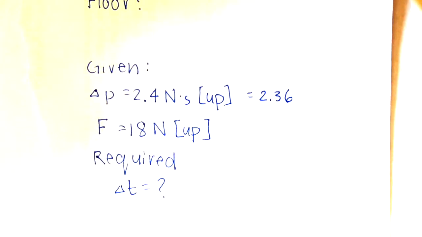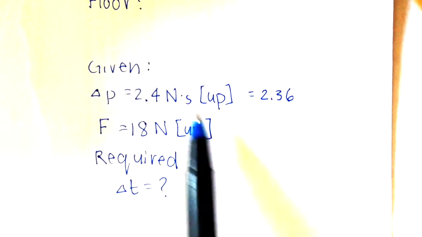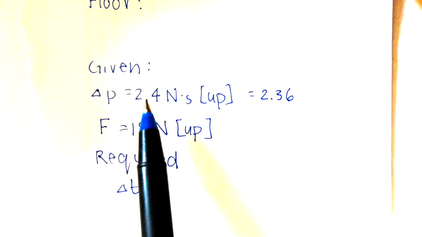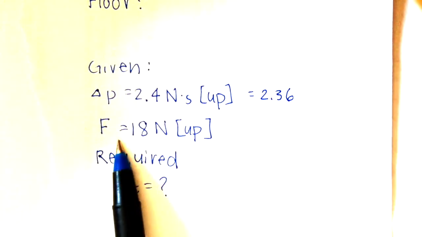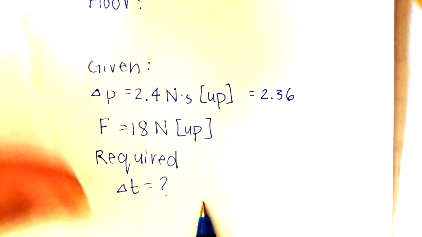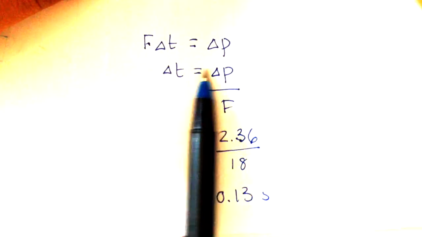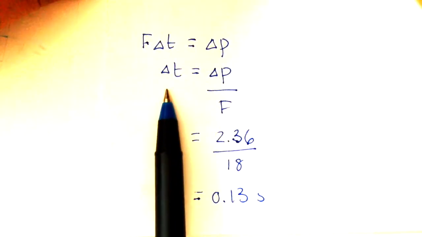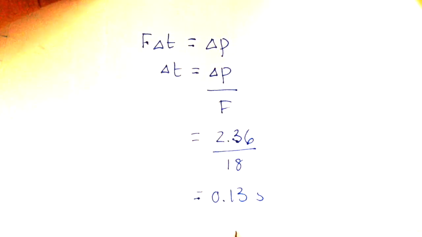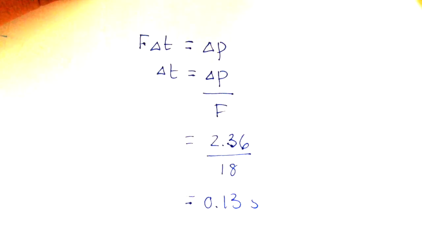We know the impulse from the last part of the question. So again, that was 2.36, even though we rounded off to 2.4. The force, and what we need to know is the time. So this is fairly simple. We know that force multiplied by time is equal to delta P. So we can rearrange that, and then we can solve for the time, which ends up being 0.13 seconds.